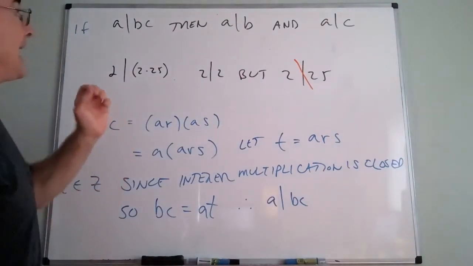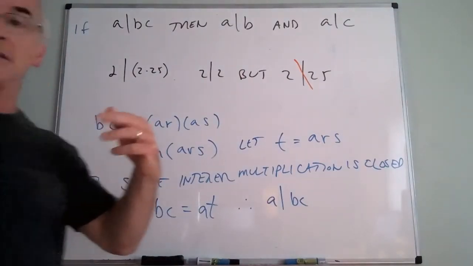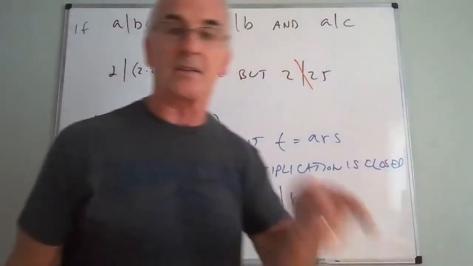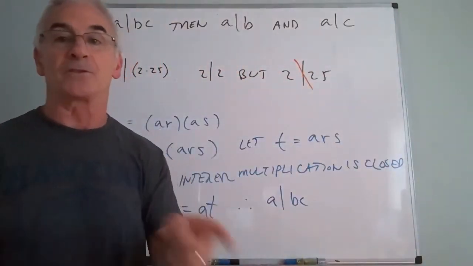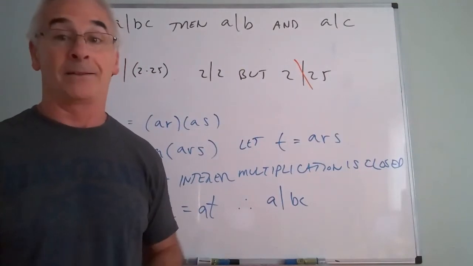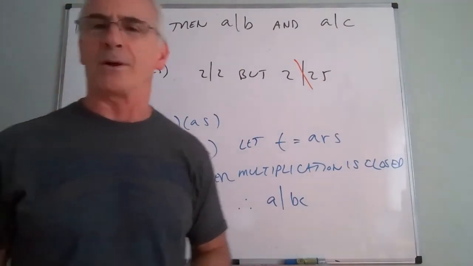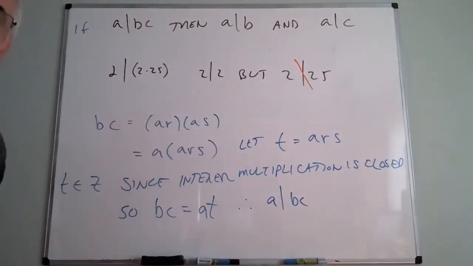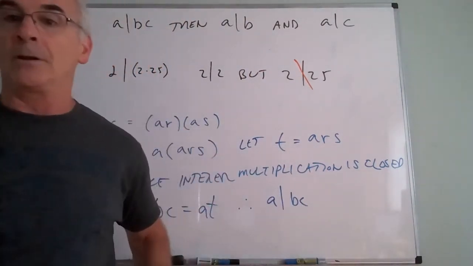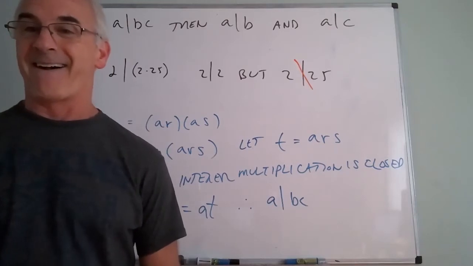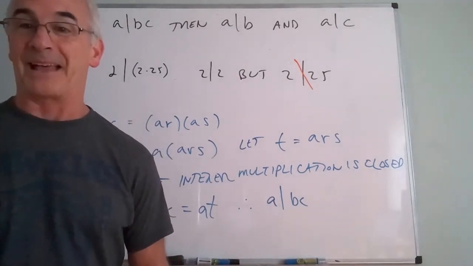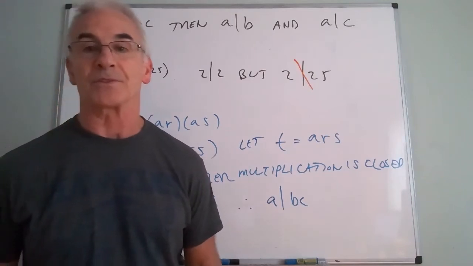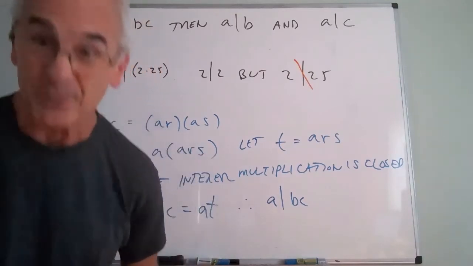So if A divides B and A divides C, then A definitely divides the product. But if A divides the product of two numbers, it does not necessarily divide each of the two numbers. Aha. Okay, now here's another one. Is it possible, if A divides the product of two numbers, is it possible that it divides neither? That's an interesting question.